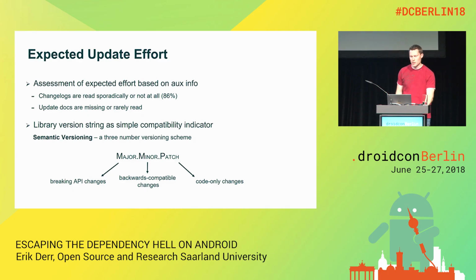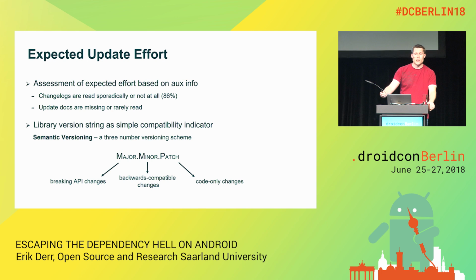The answer is pretty simple. It's the library version string. Maybe some of you heard about semantic versioning. That's basically a three-number versioning scheme, and it can be used as a simple compatibility indicator. So there's a set of rules that dictate how you have to specify the version string. There's major, minor, and patch level.